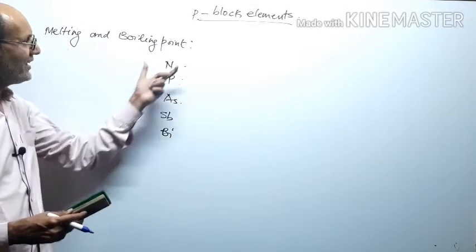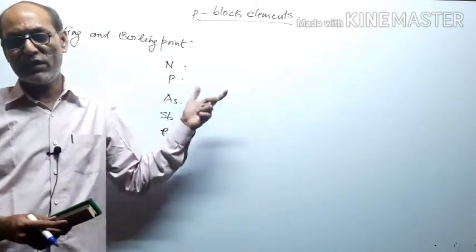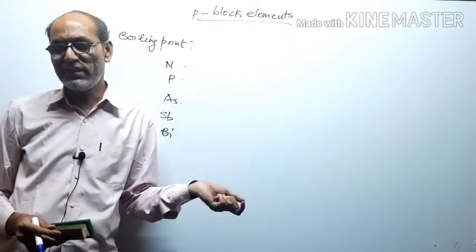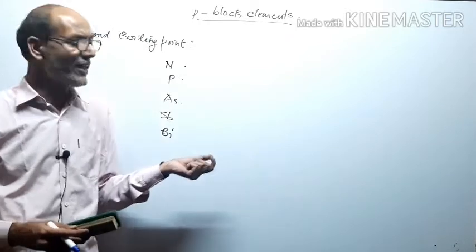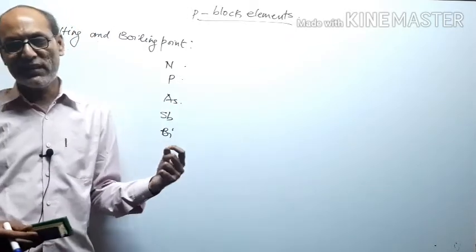But the boiling points on moving from top to bottom will keep increasing, because when the liquid melts, the boiling point depends upon the size of the atom, and the size of the bismuth atom is larger, so bismuth has the higher boiling point.